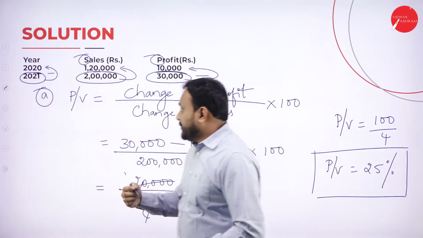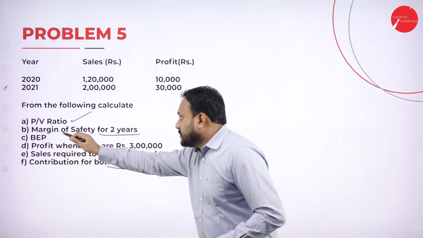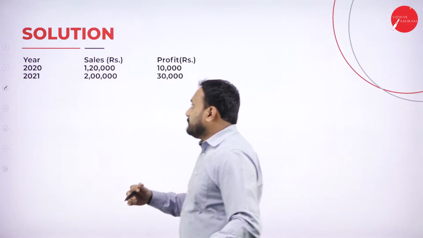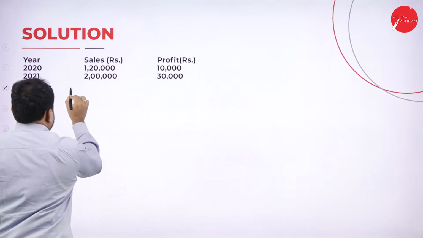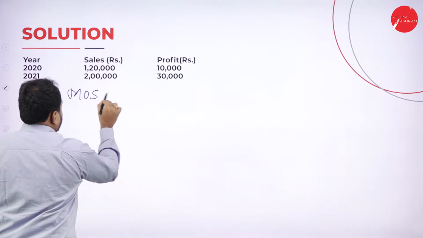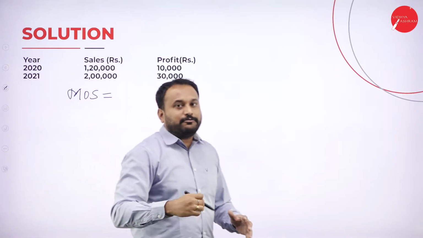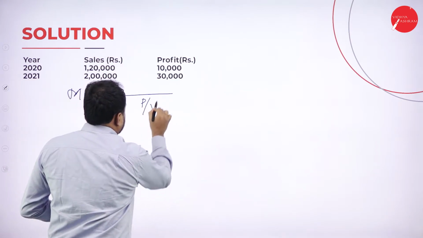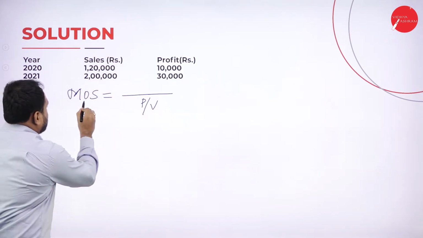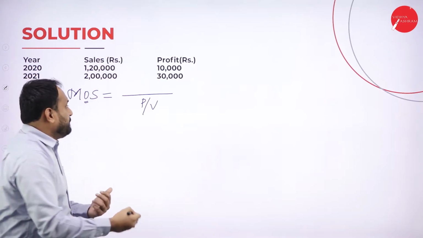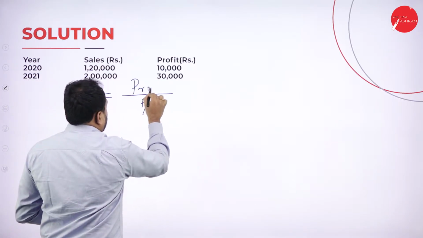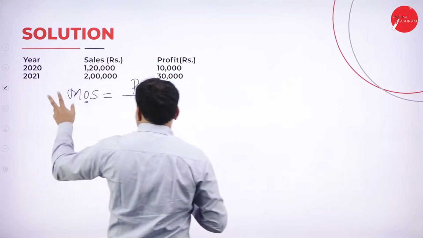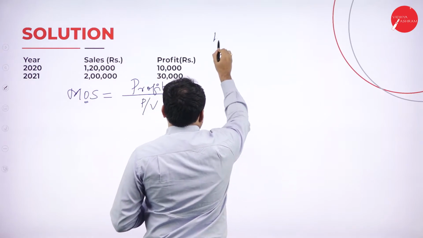Next question they are asking is margin of safety for 2 years. When we go with margin of safety, we write margin of safety is equal to. What is the formula of margin of safety? The same thing. The denominator is PV. Now the middle is O, and after O, what will come? P. P in the sense profit. Profit by PV. We need to calculate for 2 years, so here I'll write B.